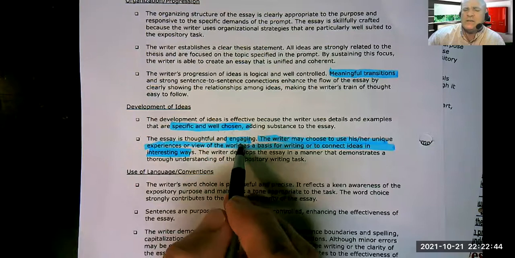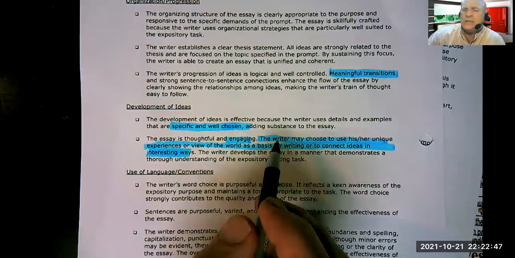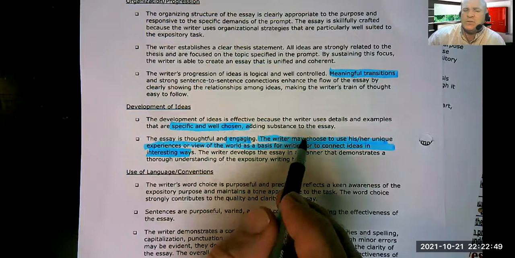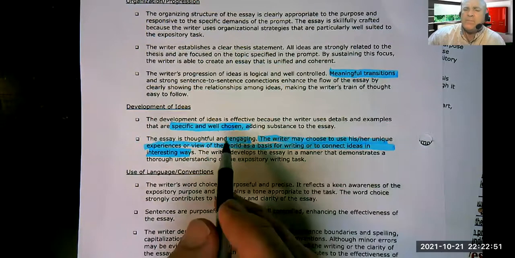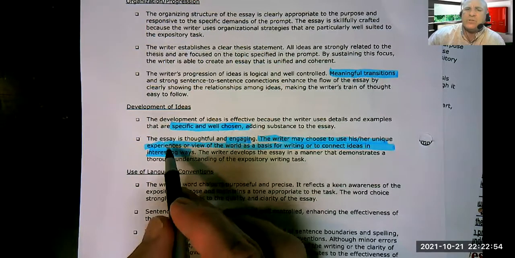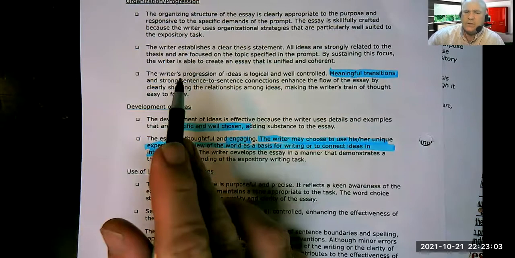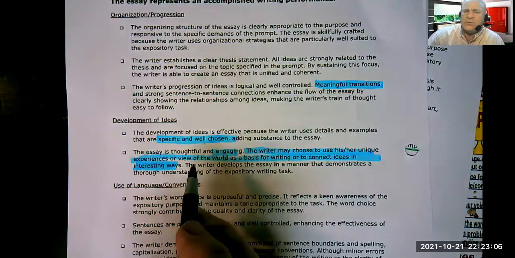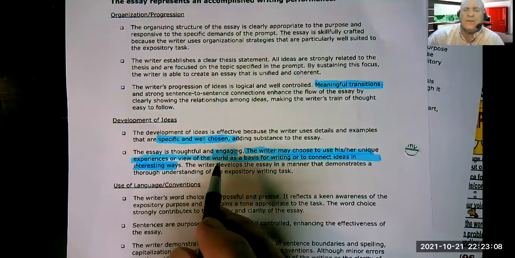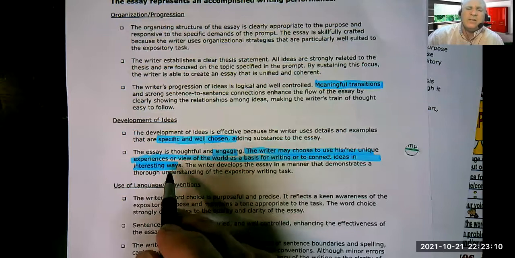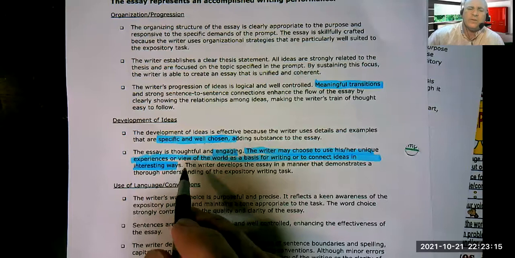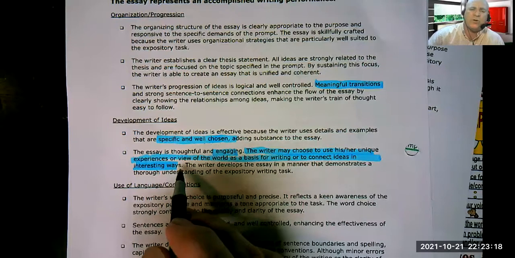It's connecting emotionally and mentally to the reader. And notice that it says this: the writer may choose to use his or her unique experiences. That means my personal experiences, a personal anecdote that you can use to explain your idea, your reason, your thesis, okay? You can connect to ideas in interesting ways. You can use any creativity that's appropriate. You don't want to upset the reader. And then, of course, just make sure you have strong grammar.